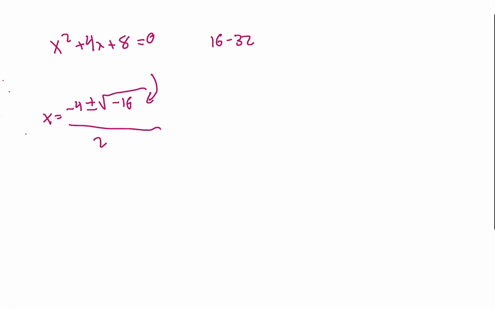When this is the case, we bring an imaginary i out. You can think of i for imaginary. That's like taking out the negative sign, because this is not a real number. We can't actually do this. It's going to be an imaginary number. So we're essentially going to have negative 4 plus or minus i times the square root of 16, which I'm just going to rewrite to be 4. So negative 4 plus or minus 4i over 2.